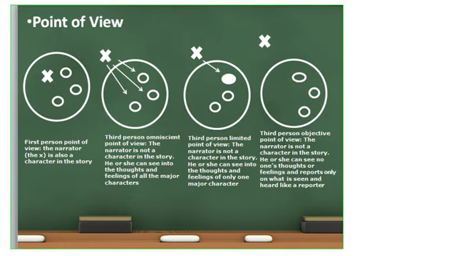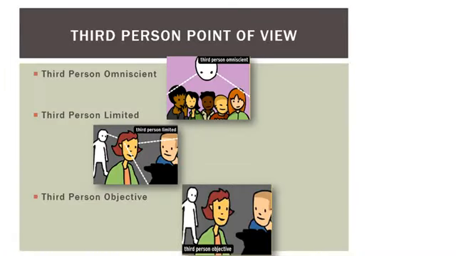A third person objective point of view: the narrator is not a character in the story, but can see all the action and hear what they're saying, though it cannot get very close to their thoughts or feelings. Here's a better look at the third person points of view.